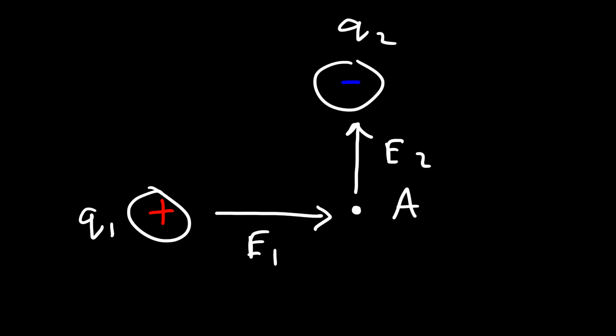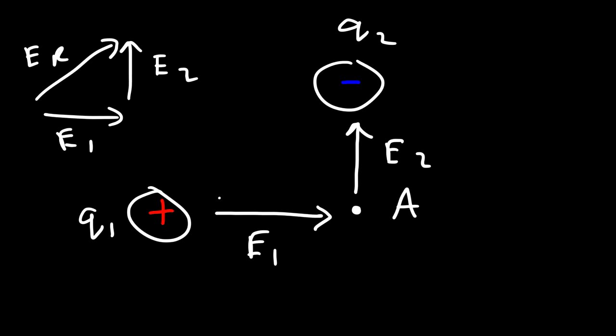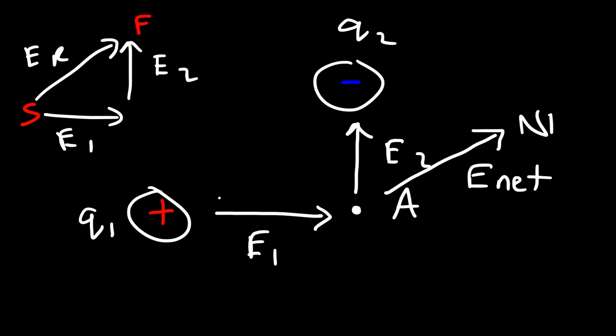So if we add those two vectors, we have E1 going in this direction and then E2, so the resultant vector is here. So this is where we started and this is where we finished. So at point A, the net electric field is going in this direction. So it's going in a northeast direction. Let's try another problem. So let's say we have 3 charges.